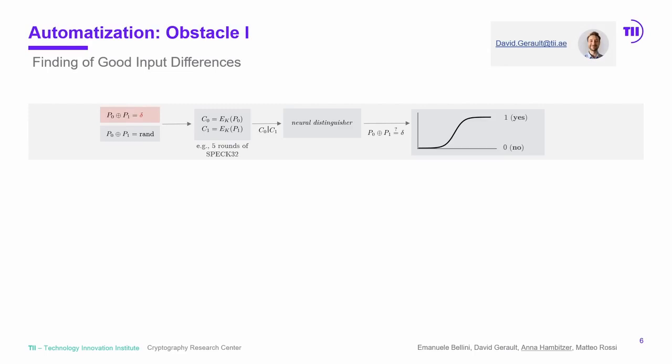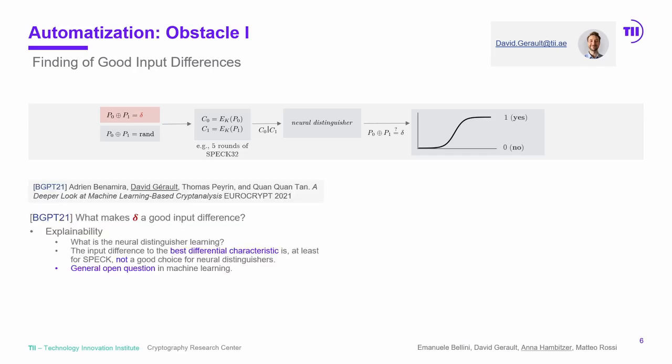If you look at previous work, the main work around explainability was presented at Eurocrypt 2021, because the question what makes delta a good input difference is very closely tied to explainability. You need to somehow understand what the neural distinguisher is learning to pass it an input difference that makes sense for the neural distinguisher. So it's not, in general, the input difference with the best differential characteristic.